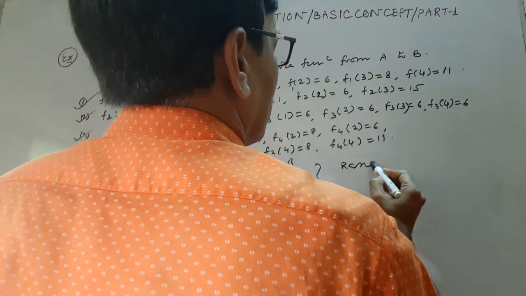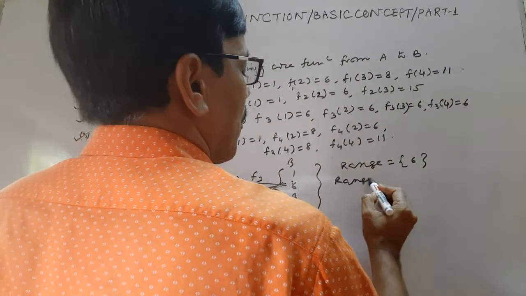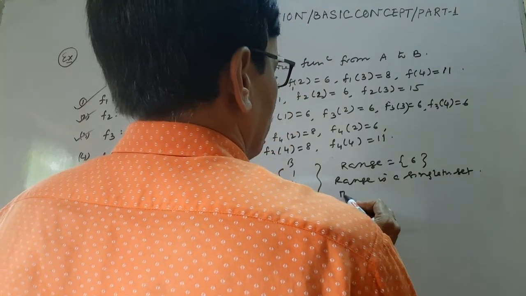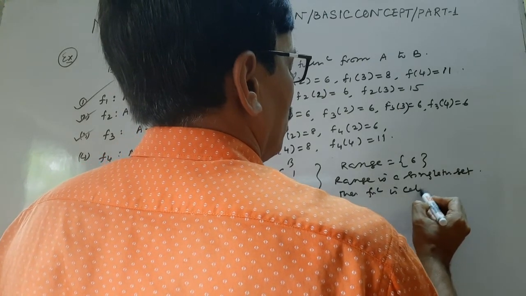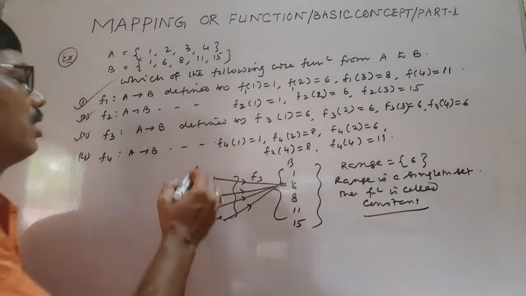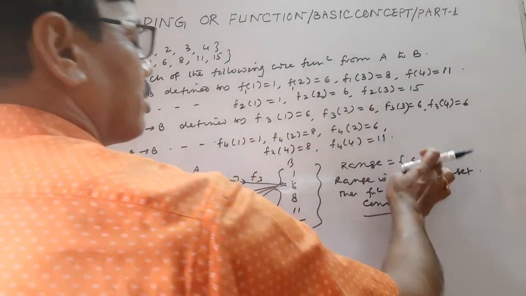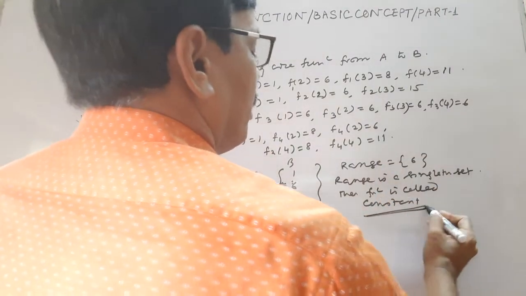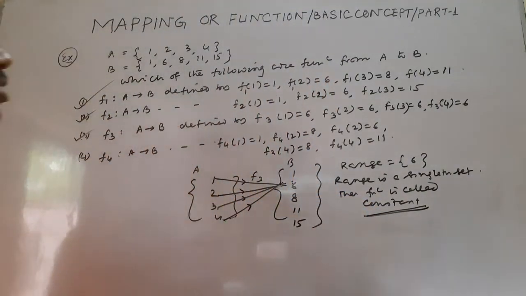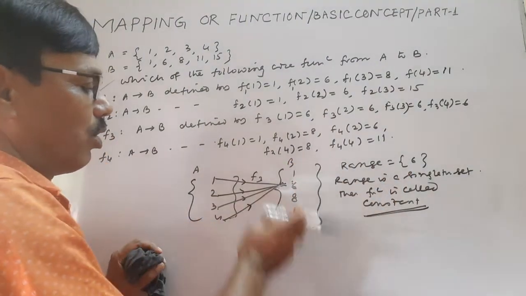What is the range? Range equals 6, a single element. If the range is a singleton set, then the function is called a constant function. You learn this later. So obviously F3 is a function, and its range is only 6. Also, it is an into function because range is 6, a subset of codomain.